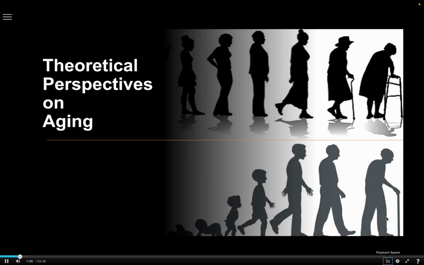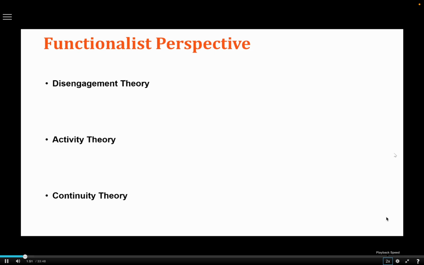So there are a few sub-theories under each of the three main theoretical perspectives. You don't need to know more than what is explained in the textbook, and I'm going to go over them. As long as you know what each of these theories tries to explain and which perspective they belong to, you'll be fine for exam purposes. Let's start with the functionalist perspective.